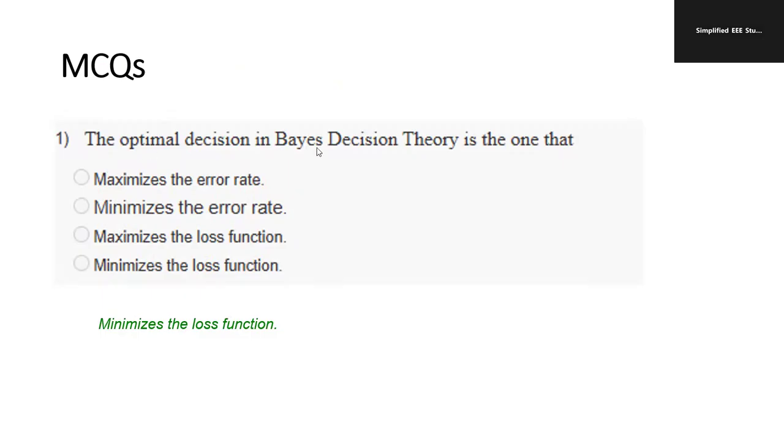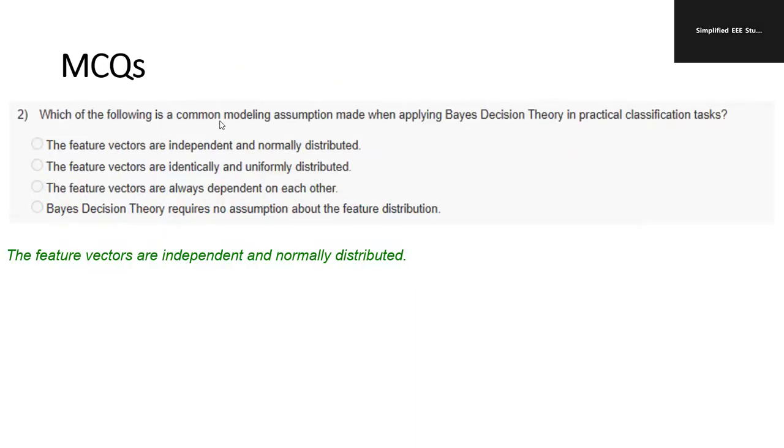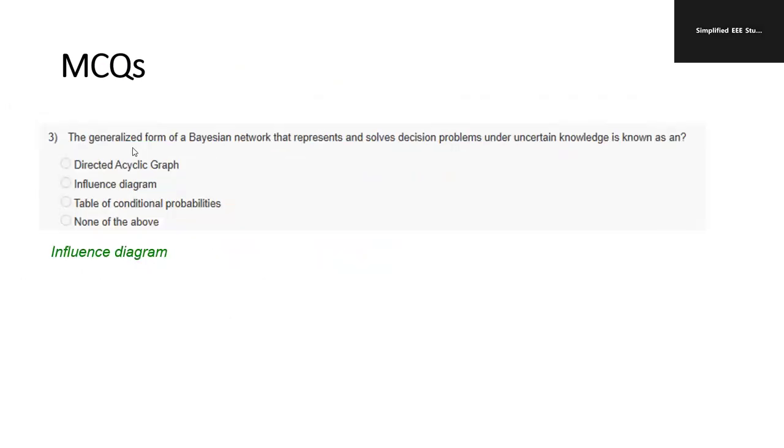The optimal decision in Bayes decision theory is the one that minimizes the loss function. Please read the question. That is most important. Bayes decision means it is directly related to the loss function. Which of the following is a common modeling assumption made when applying Bayes decision theory in a practical classification task? Please read the options. The right answer is feature vectors are independent and normally distributed. The generalization of the Bayesian network that represents a decision problem under uncertain knowledge is known as an influence diagram. That is the right answer.